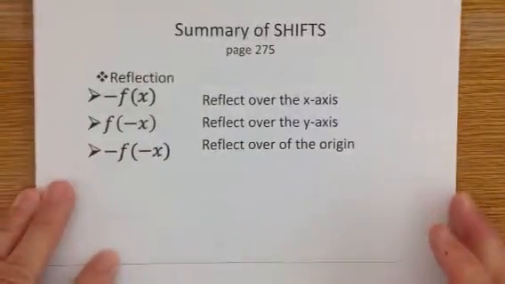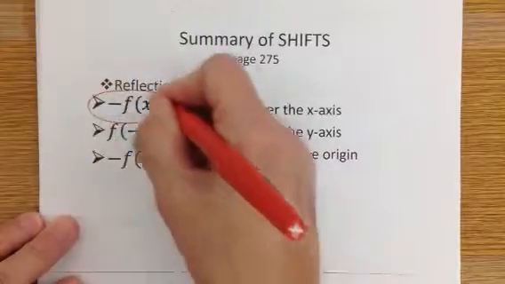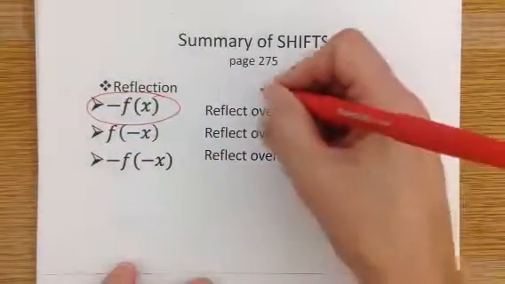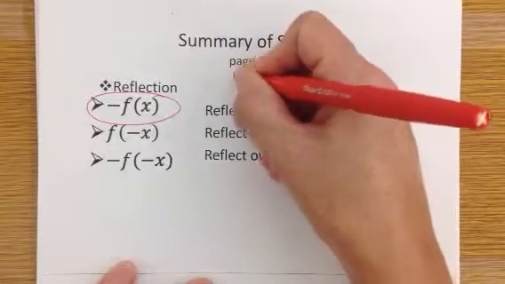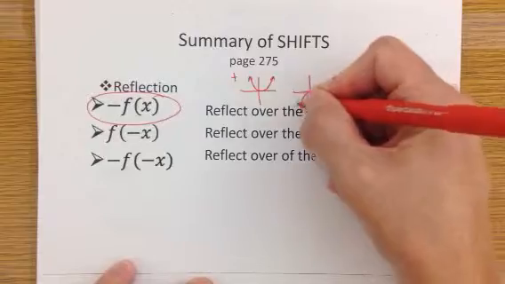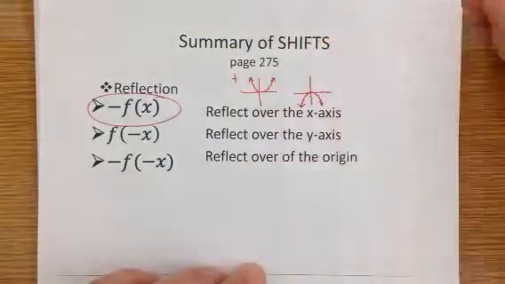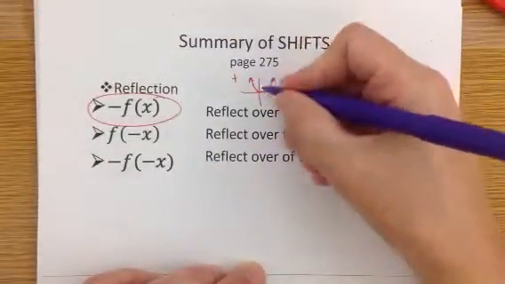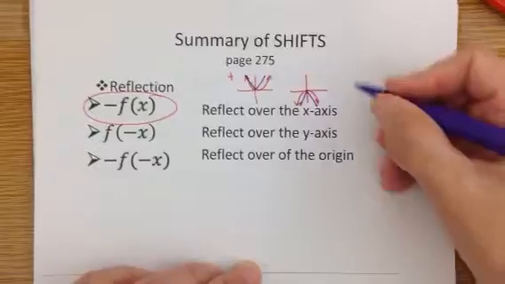So the summary of shifts and reflections. The only one that I want you to worry about is if it's negative. So hopefully you guys know, if I gave you a parabola, this is a positive parabola, right? So a negative parabola is simply going to be upside down. That should be kind of easy, and this wouldn't matter if this were an absolute value graph. If I had a positive absolute value, that's a positive absolute value, this is a negative absolute value.